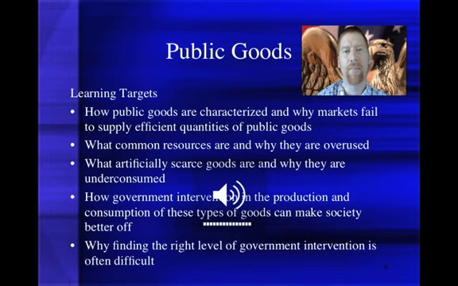Today's topic is on public goods, and the learning targets are how public goods are characterized and why markets fail to supply efficient quantities of the public good, what common resources are and why they are overused, what artificially scarce goods are and why they are underconsumed, how government intervention in the production and consumption of these types of goods can make society better off, and why finding the right level of government intervention is often difficult.